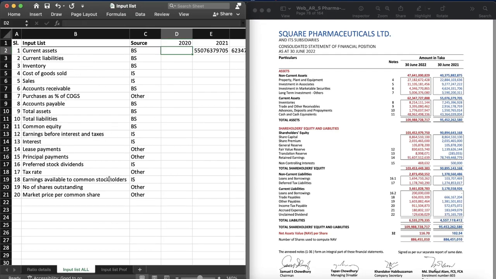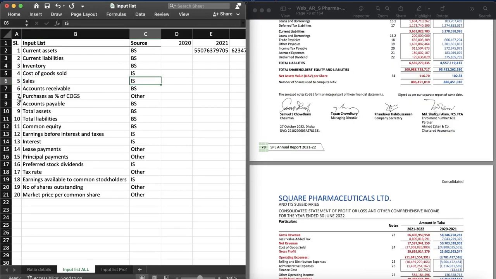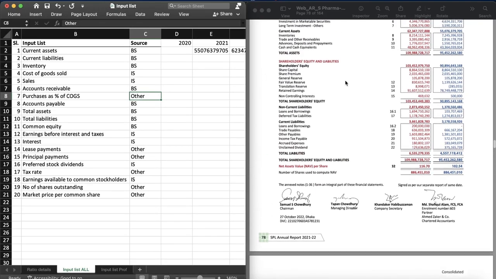Anyway, as you can see here, we need current asset, which is available from the balance sheet. You know the balance sheet items, right? Current liability is also from the balance sheet, inventory also from the balance sheet, cost of goods sold is from the income statement, and sales is from the income statement. Okay, look at this one, purchase as percentage of cost of goods sold. This is not directly available in the financial statement.